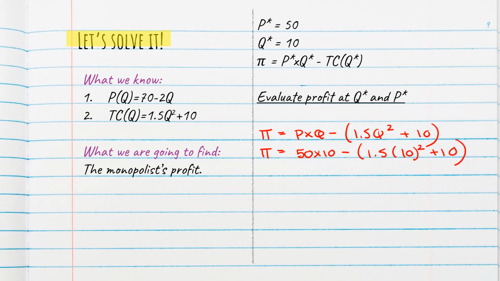And we can do this in a lot of ways. I'm going to deal with the parentheses. 10 squared is 100. 1.5 times 100 is 150, and 150 plus 10 is 160. So we have minus 160, and 50 times 10 is 500. That means that profit is equal to 500 minus 160, which is equal to 340. So we have now solved for the monopolist profit at the profit maximizing price and quantity.